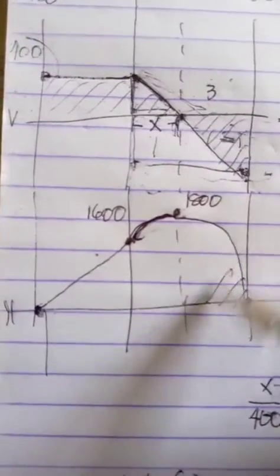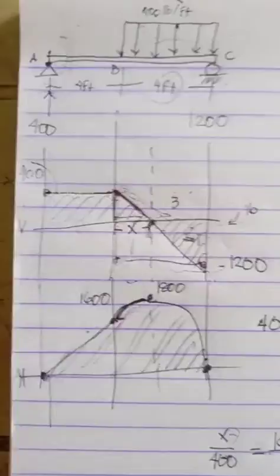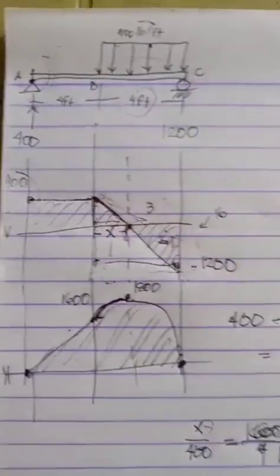So that's it. That's basically how to draw the shear and moment diagram through the shortcut method or the area method.